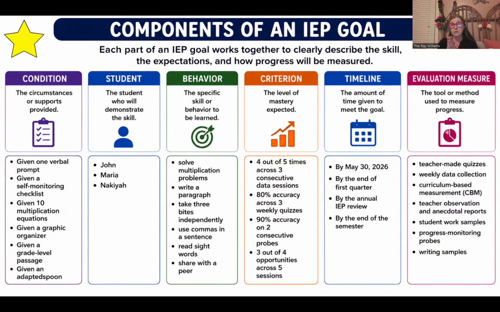Now, I want you to hear this one because I want you to always remember that your criterion, or that level of mastery, how you know that student has mastered that goal, always has two parts. The criterion always has two parts. And so the first part is that level of performance, and that performance, that mastery criterion, has to be demonstrated across time. We don't just demonstrate it once, we demonstrate it across time.